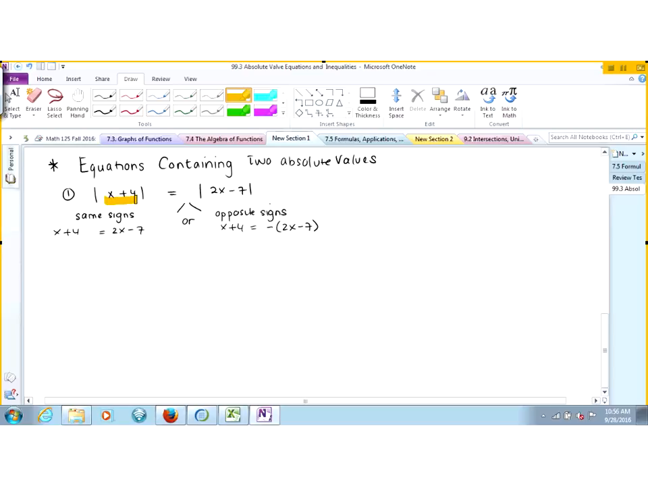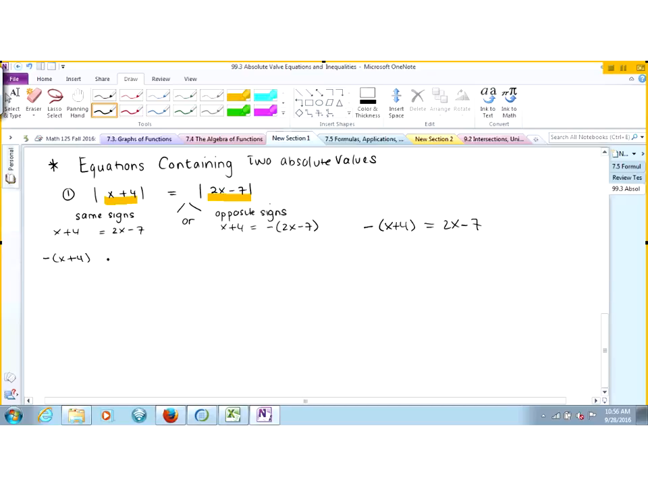Yes, so basically you're taking one expression at face value, whatever expression it is, and the other one is the opposite. It doesn't matter which side you put the opposite. You could put the opposite here. So instead of writing this, I could write it as negative of x plus 4 is equal to 2x minus 7. That's fine. It doesn't matter.